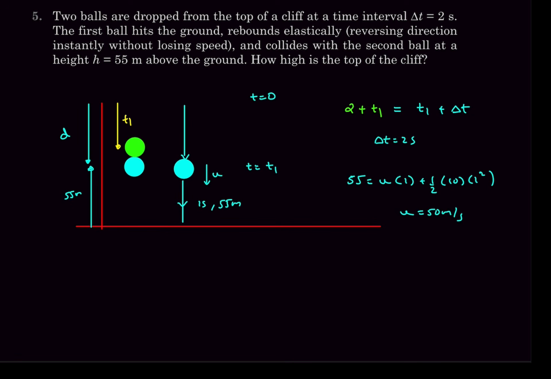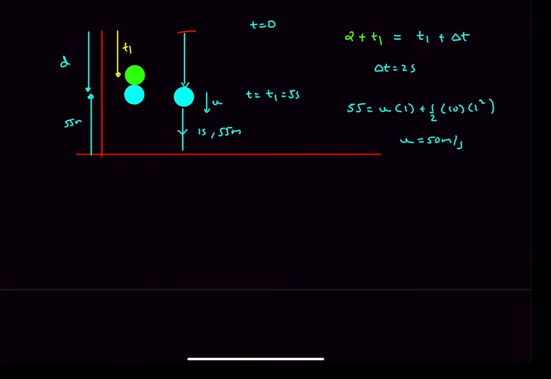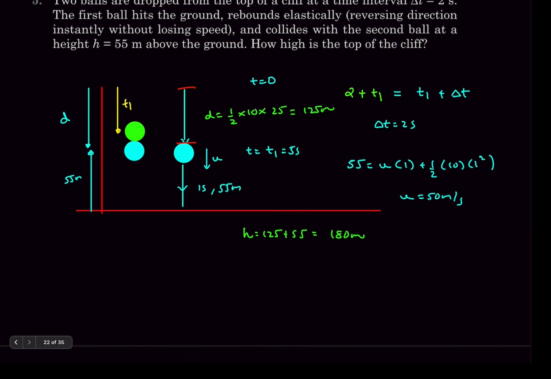Now guys, if the velocity is 50 meters per second, then basically from the dropping point, a time of 5 seconds has passed, right? So t1 is nothing but 5 seconds. So now this distance, which is basically d, is nothing but half into g into 5 squared, which is 25. So this comes out to be 125 meters. So now the height of the cliff is going to be 125 plus 55, which is 180 meters. Okay, so that was it for this question.